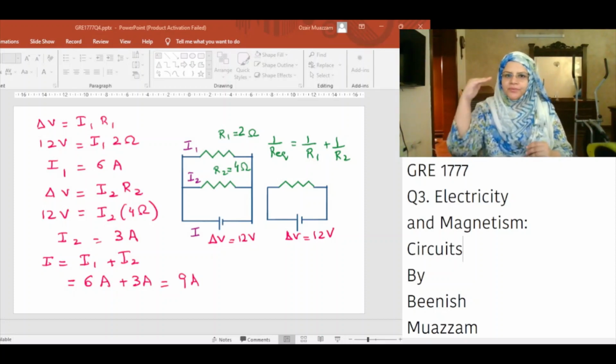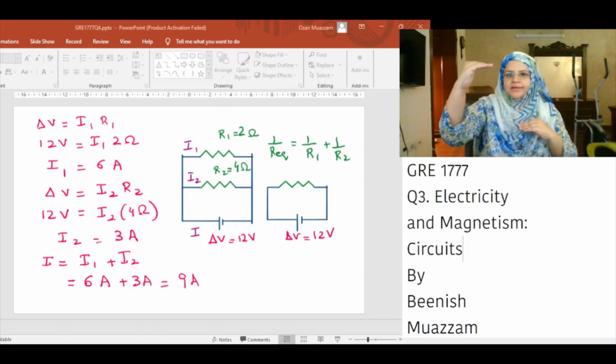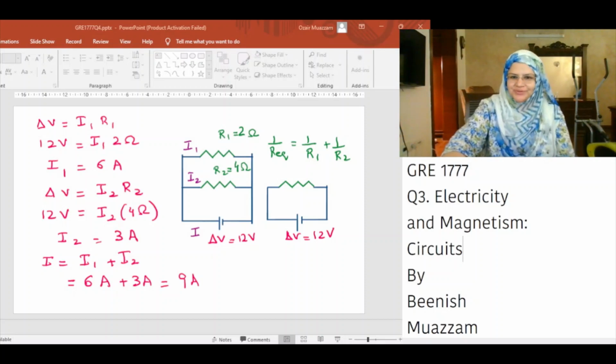A point to note over here is that the resistance of R1 is less than the resistance of R2. Therefore, the current in I1 is greater than the current in I2.